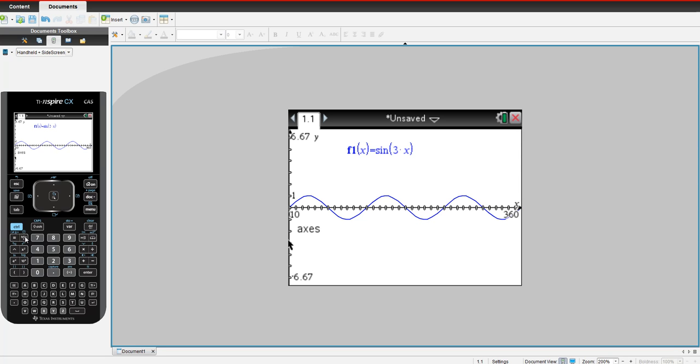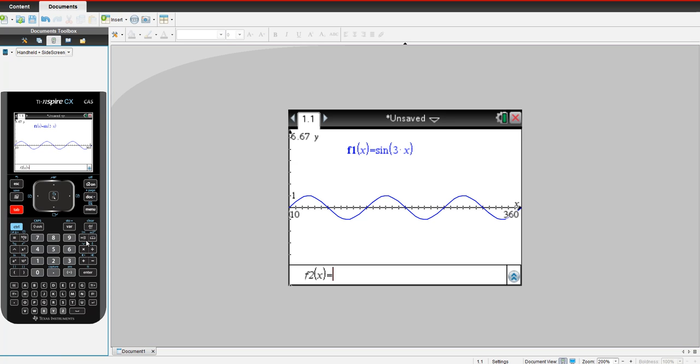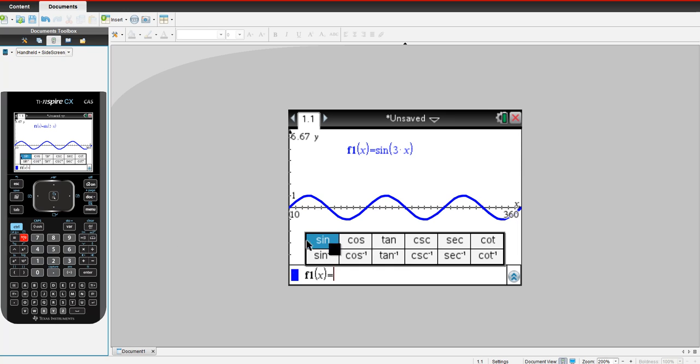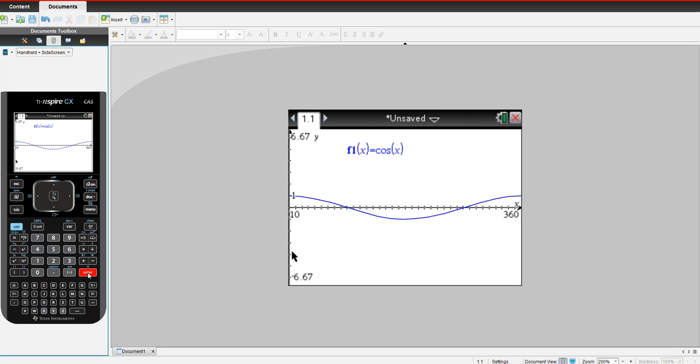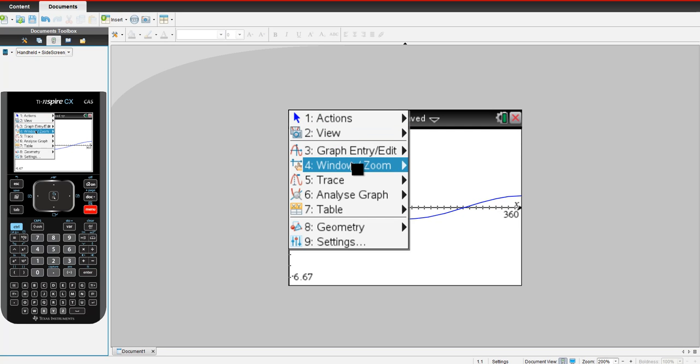Let's try another one. For example, let's do a cosine function. Oops, sorry, that was tangents. Let's do the cosine of x. The only difference between the sine x and the cosine x is that it has moved a little bit to the left.